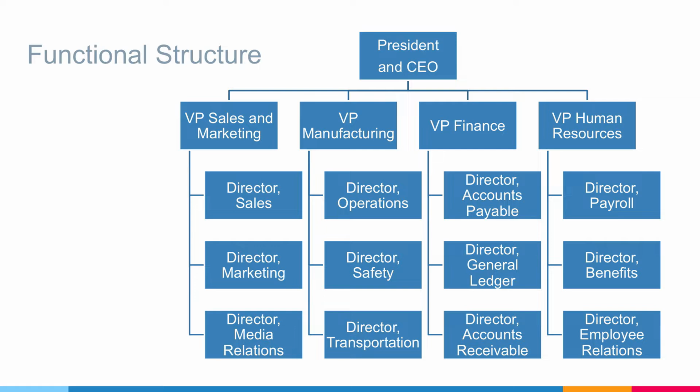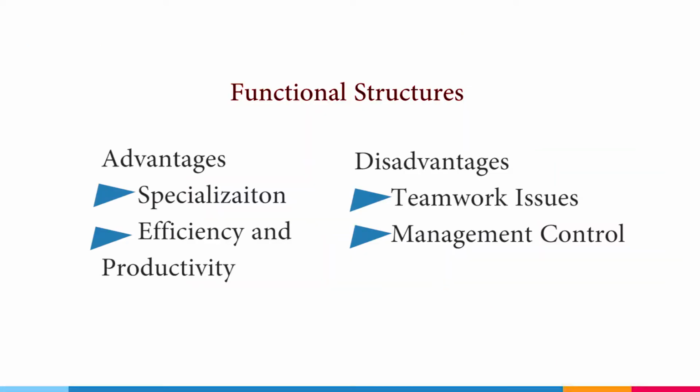Here we see the organization's employees grouped by job function: marketing, manufacturing, finance, human resources are all job types that are grouped together in this structure. Of course, there are advantages and disadvantages to this approach. When companies use a functional structure, people with similar knowledge and skills are grouped together, making it possible for employees to become specialists in their field. Specialization leads to operational efficiencies and enhances productivity.